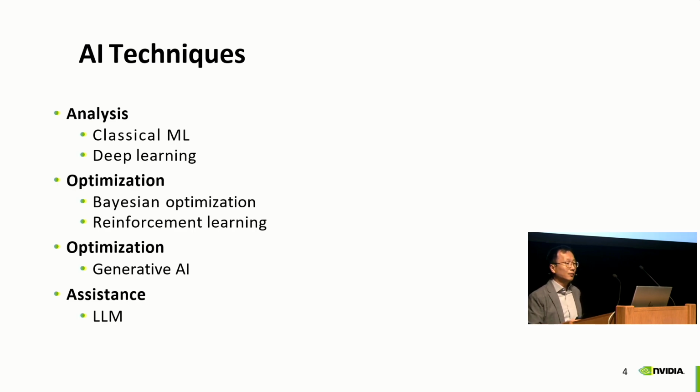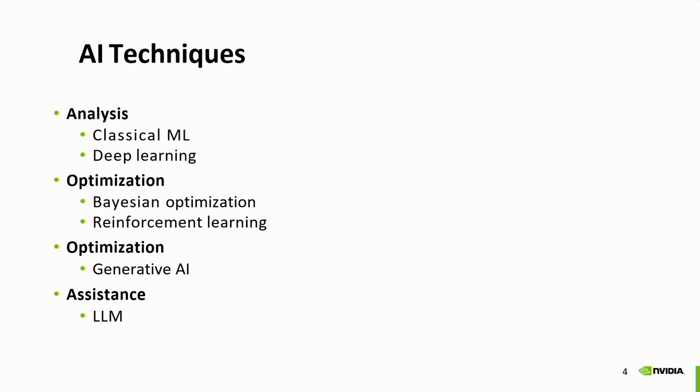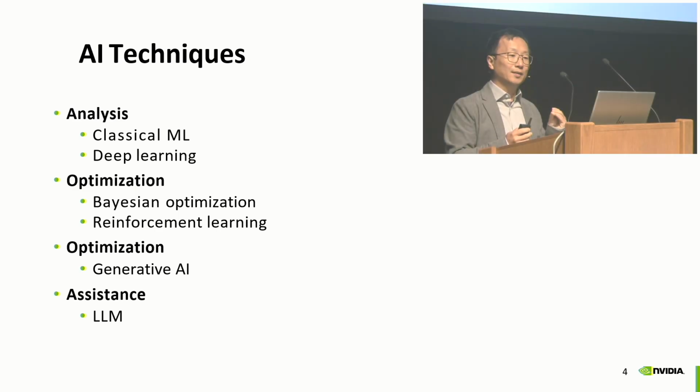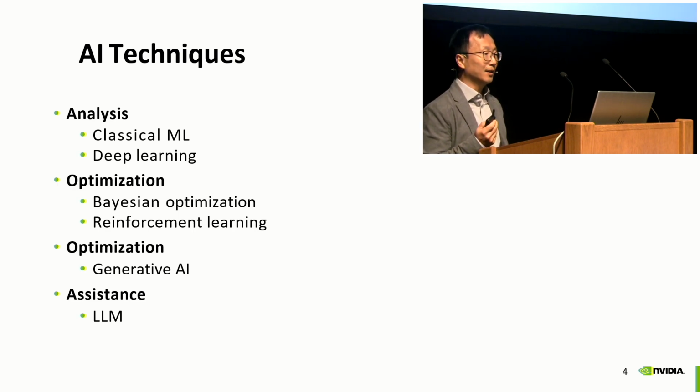Okay, in the rest of the talk, I'll cover some of these key AI techniques used in design analysis, optimization, as well as assistance. For each technique, I will first explain some basics, and then I'll demonstrate one or two applications of the technique in real designs. So let's get started.